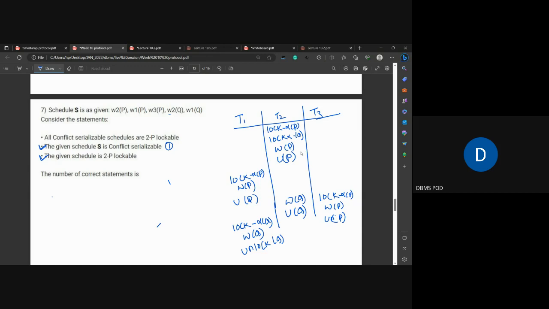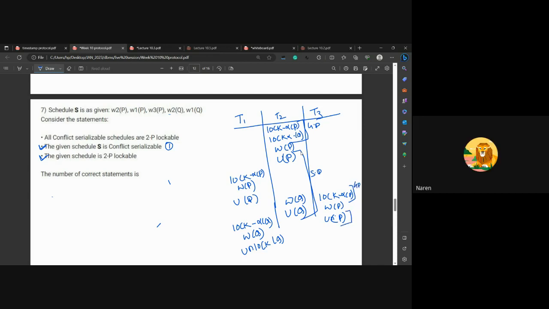Okay, let's do T2. T2 follows the two-phase locking protocol. Lock WP, then you unlock P. This follows the locking protocol because this is a growing phase and this is a shrinking phase. Correct. This is a growing phase. T3 also follows the two-phase locking protocol. This is a growing phase and this is a shrinking phase.